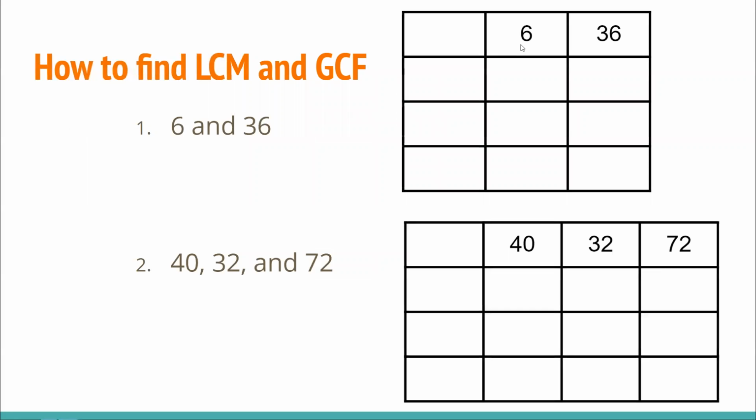I personally like using these tables, and I'm going to show you how to fill it out. So we start off by writing the 2 numbers that we're comparing in that top box. We're going to think, what number do these both go into, or what number goes into both of those? And right now I see that they're both even, so I'm going to say 2. 6 divided by 2 gives me a 3. 36 divided by 2 gives me 18.